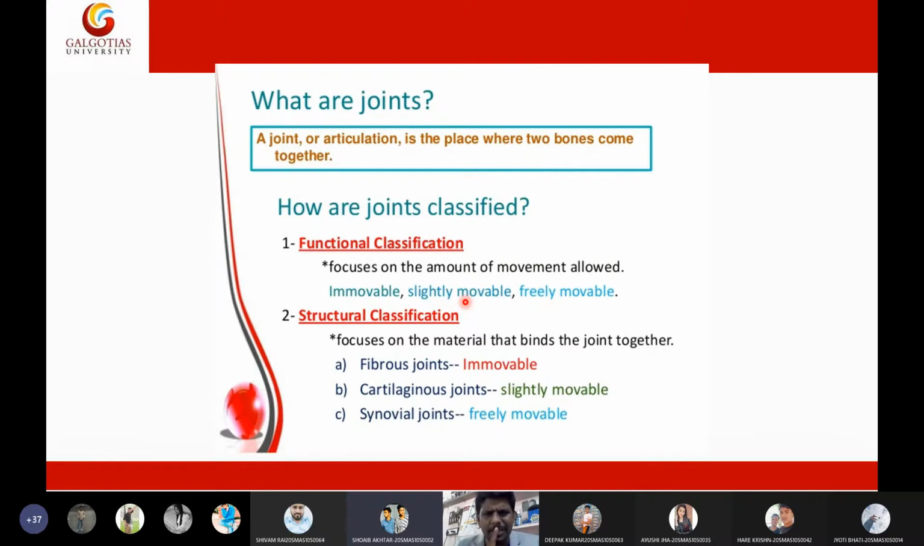Limbs? So limbs are totally movable. Ribs are slightly movable, sir, but limbs are movable. Spinal cord. So spinal cord is the second example.